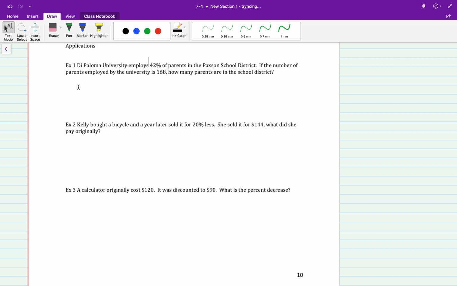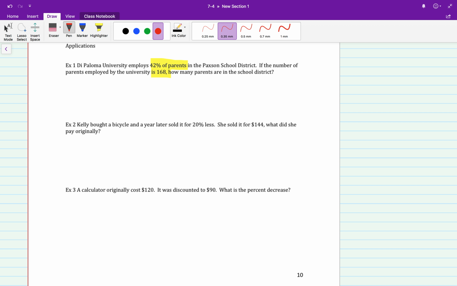First example, we've got a university that employs 42% of parents. So I am going to highlight that because that's going to be important, 42% of parents, because it's a number. That word of has come up a lot with percents. And if the number of parents employed by the university is 168, so there's another important part. There's the word is, very important for percents, and a number. I want to know how many parents are in the school district.